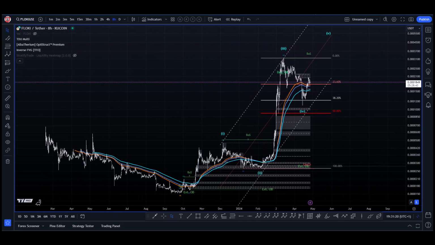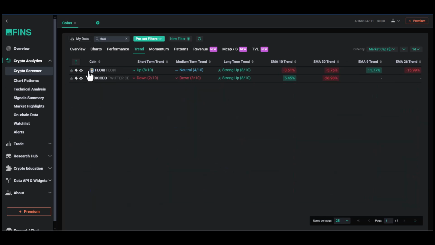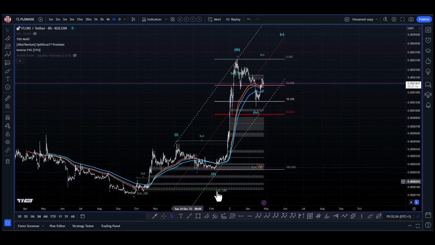This is FLOKI. So let me come back here. Where did I find them? Oh, hang on, I'll find them. FLOKI, I just typed it in. Short term, medium term, neutral. Long term, 8 out of 10. So here we are. Do we have a good impulse? Yeah, 1, 2, nice looking 3. We haven't completed the impulse here to really lock in the 5, but boy, that's a pretty good looking start.